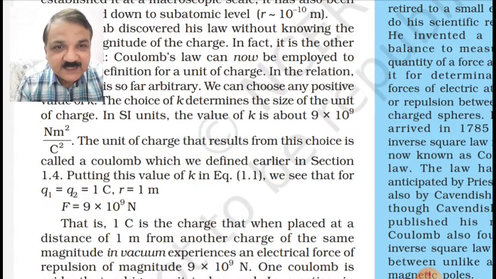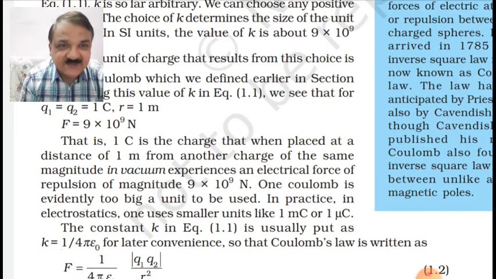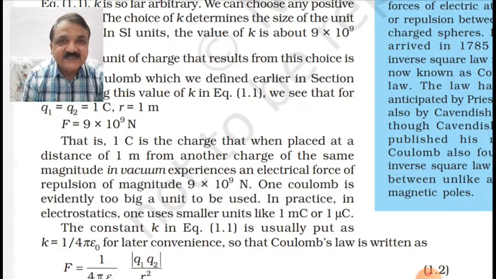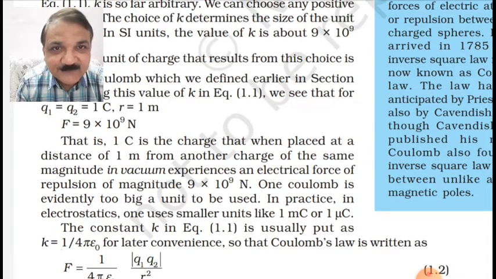Now here you see the definition of 1 coulomb: 1 coulomb is a charge that when placed 1 meter apart from another charge of the same magnitude in vacuum, then the two charges will experience a force of 9 into 10 to the power 9 Newton. Means if two charges, 1 coulomb each, are kept 1 meter apart in vacuum, then they will experience 9 into 10 to power 9 Newton force.